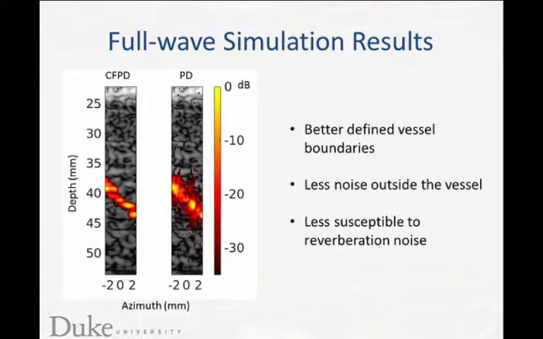Here are the results. In the CFPD image, we can see that the vessel has a much better defined boundary than the PD image. In addition, the PD image shows scattered noise inside tissue where there is no blood. So the results suggest that CFPD is less susceptible to reverberation noise than PD. And that's because reverberation clutter is also especially incoherent noise.